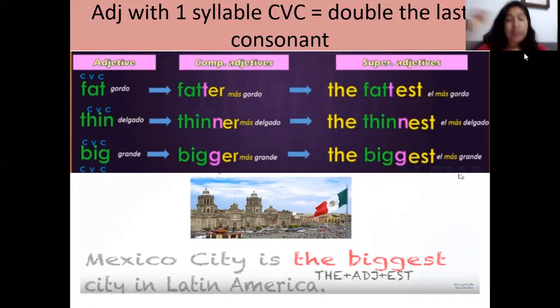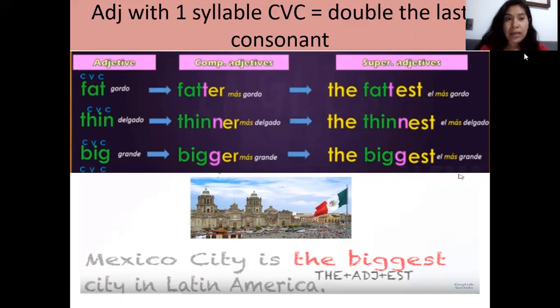We have from the right to the left, consonant, vowel, consonant. So the comparative is with the double consonant, fatter. In the superlative, the fattest with double T. Second example, we have thin. In comparative, we say thinner. And in the superlative, we say the thinnest.